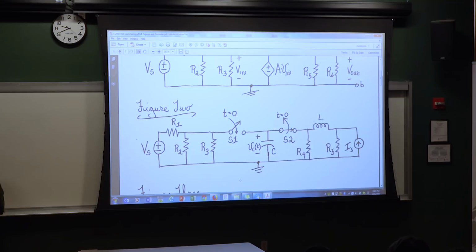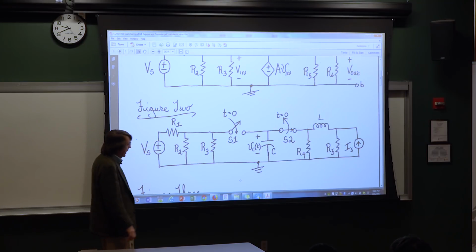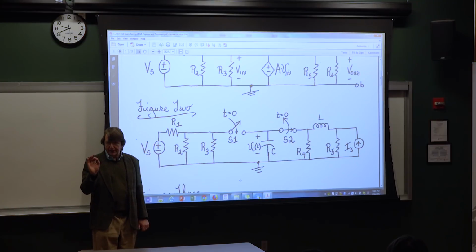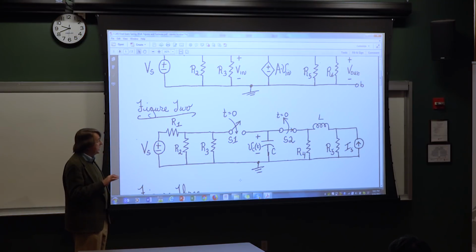All right. So I want to solve this. Make sure I do this right now. I want to solve this for t greater than 0.